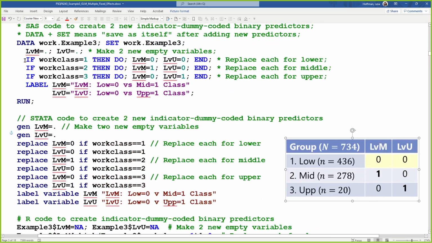So first up in SAS, we're using conditional logic. The words that it has here are almost literally what is happening. If the original variable called work class equals 1, so cases that are in the low group, do this stuff. Then do: my first new variable is going to turn to 0. My second new variable is also going to turn to 0, and that gets me the first row of this table right here.